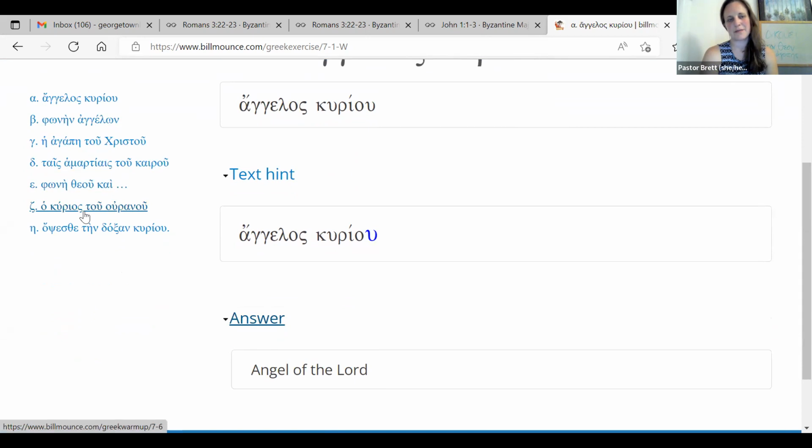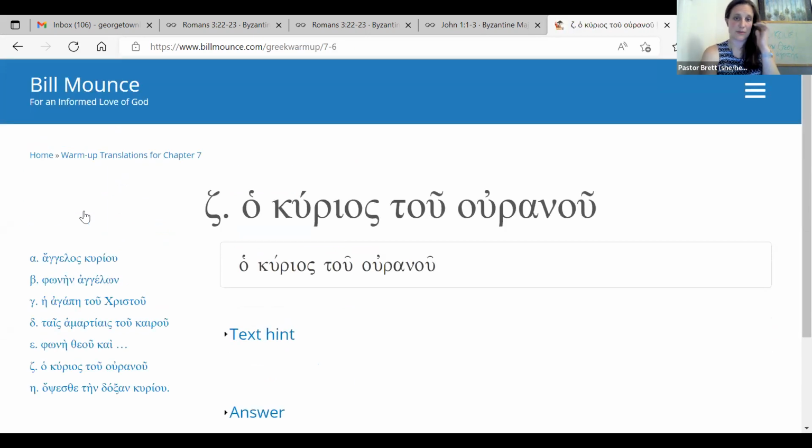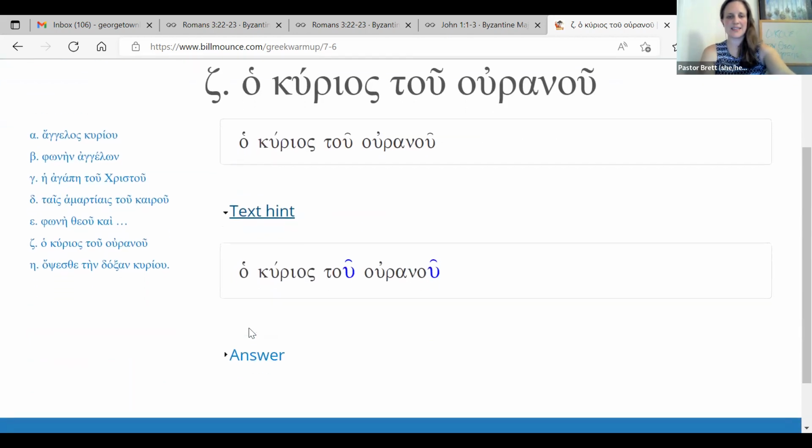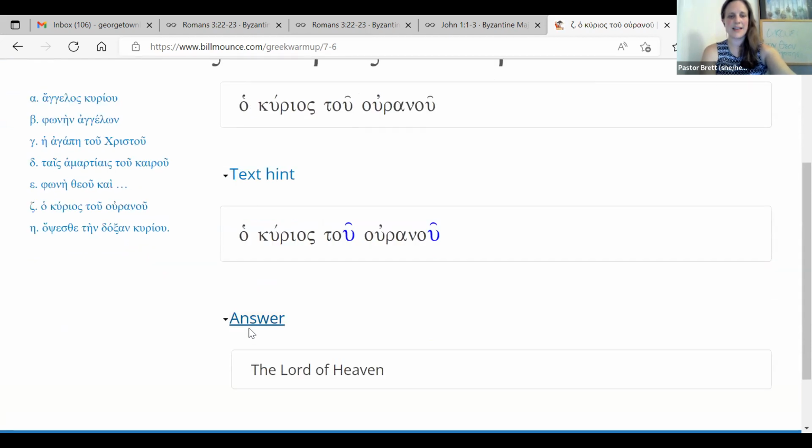A lot of them are kind of familiar things, like this one is ho kyrios tou ouranou. So we have here, first thing, look for the article, the little words that mean the. We got two of them here, ho and tou. And then if we go down, we can click the text hint and see the endings that are highlighted for us. And then we can see the translation. This is the Lord of heaven. So there we go. So that's your link if you want to practice more between this week and next.